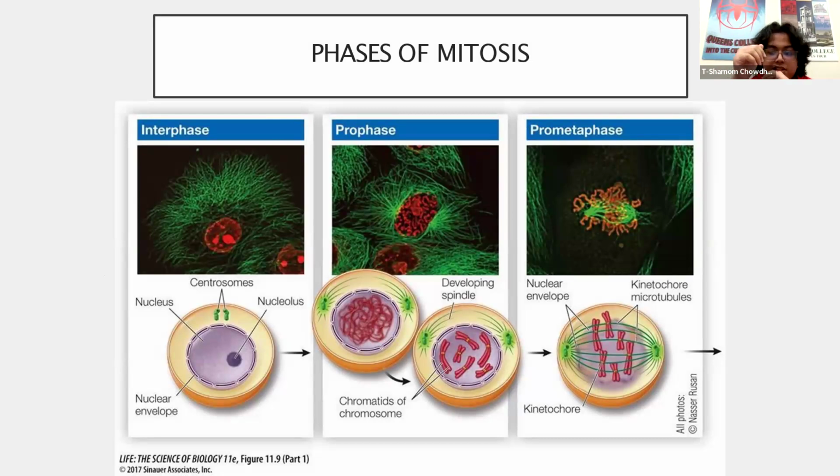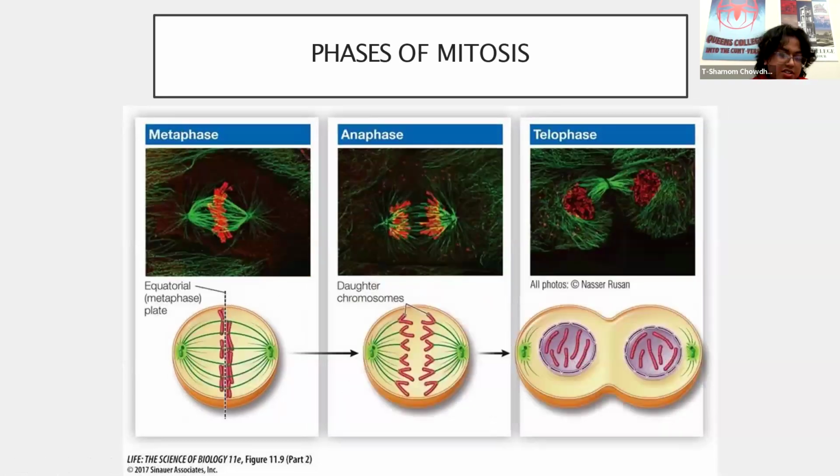During prometaphase, the nuclear envelope, as you see here, starts to break down. As the nuclear envelope starts to break down, the kinetochore microtubules appear and connect to the kinetochore. The kinetochore is the center part of the chromosome. It starts to connect the kinetochore to the poles, and then chromosomes are gradually pushed towards the equatorial plate, which is metaphase. In metaphase, they move to the equatorial plate, also known as the metaphase plate.